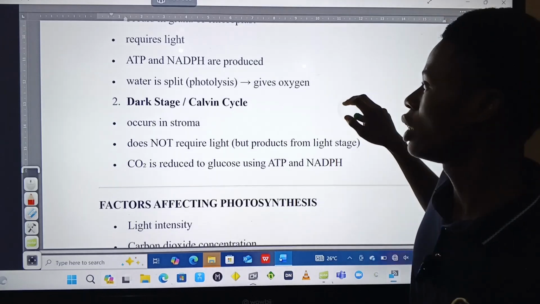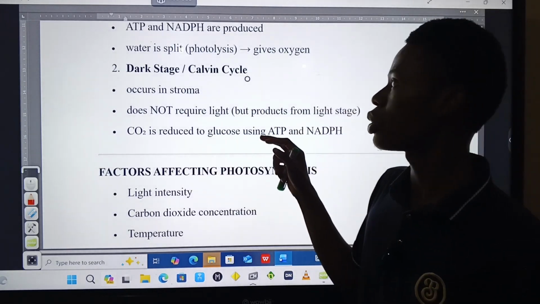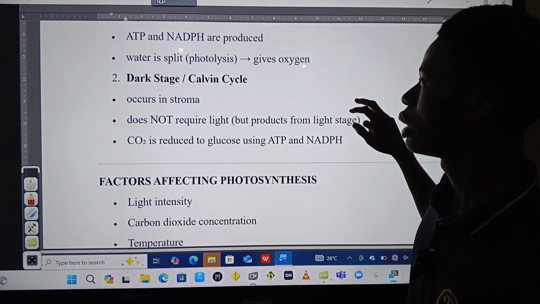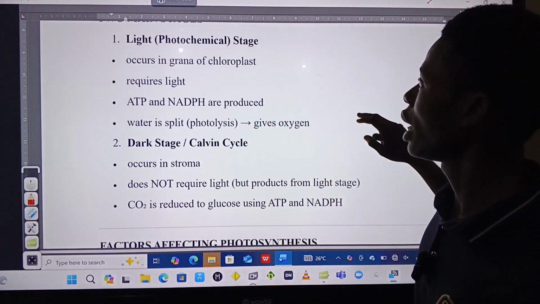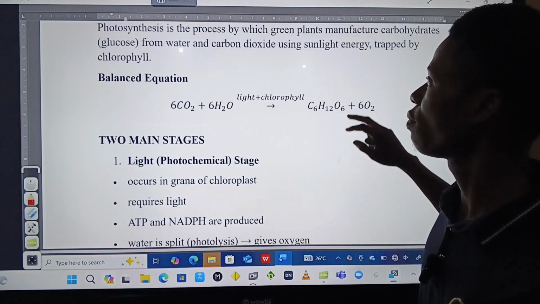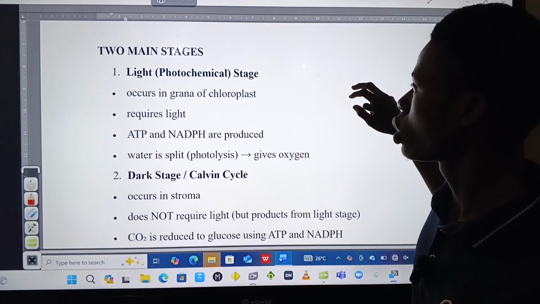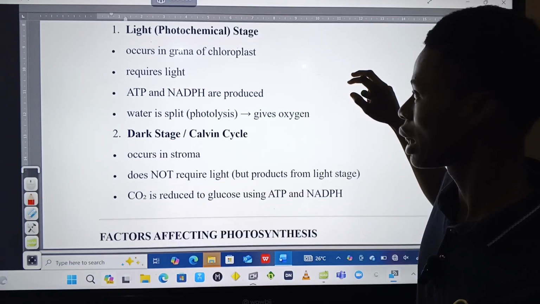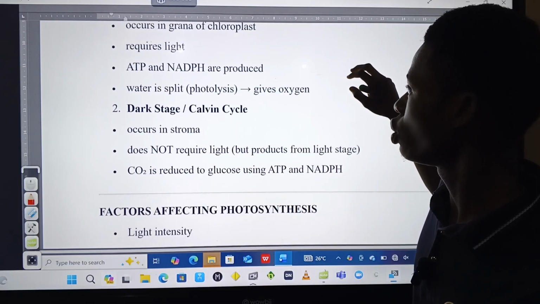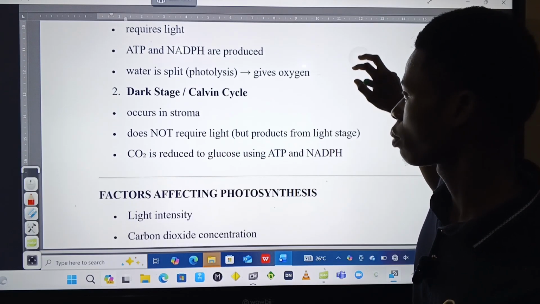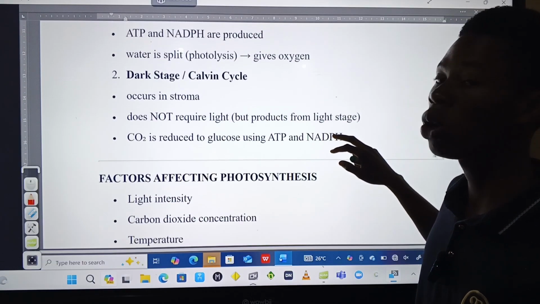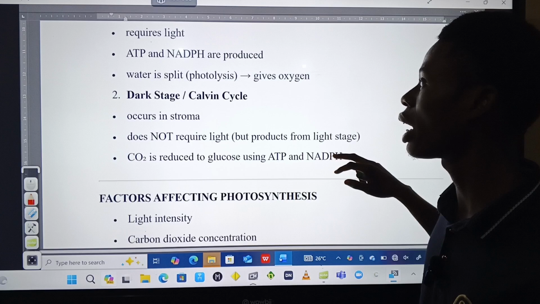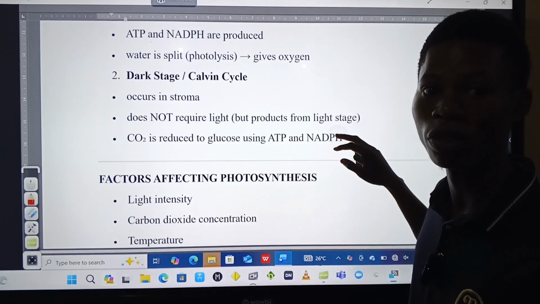Now the dark stage or the Calvin cycle, remember we said it occurs in two phases, right? The dark phase and the light phase. We've talked about the light phase. In the light phase, it occurs in the grana of the thylakoid. It requires light. ATP and NADPH are produced. Water is split. That's photolysis. Now, the dark phase is also called the Calvin cycle. It is called the Calvin cycle because it was named after the person that discovered it, Melvin Calvin.